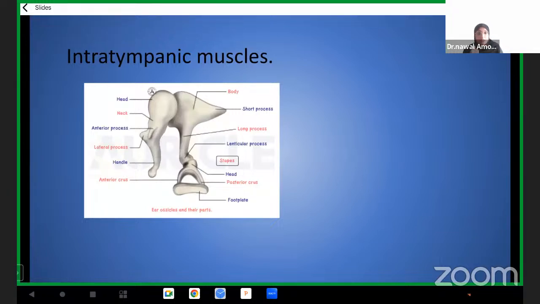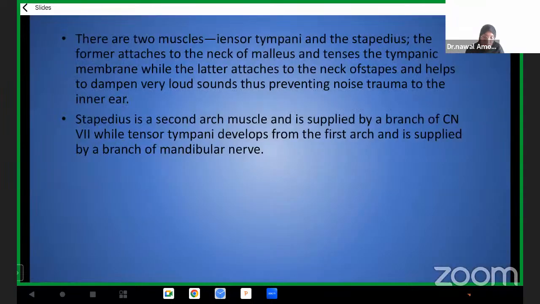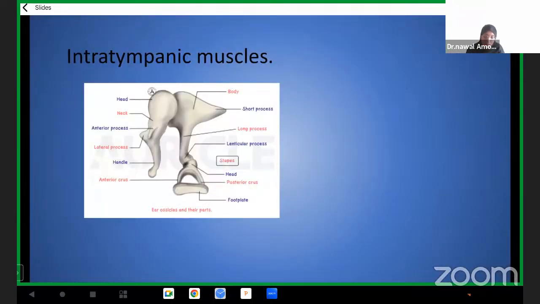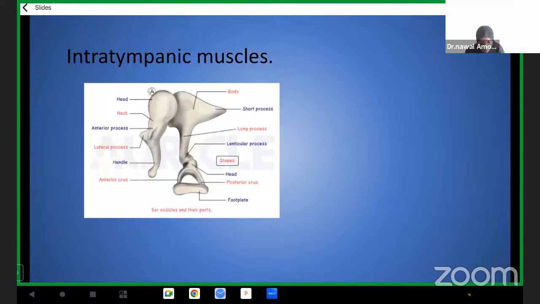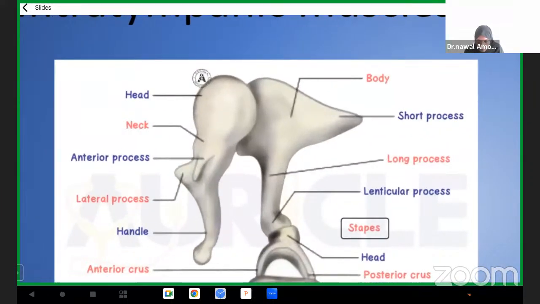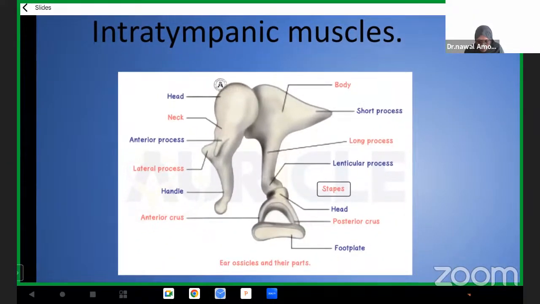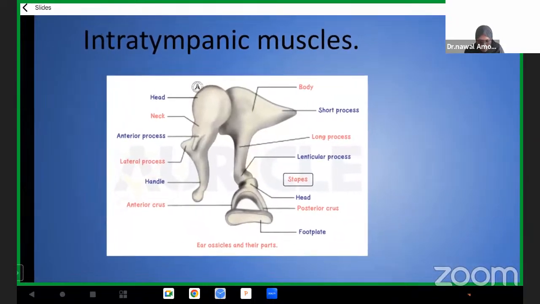Now we have another question that can be asked in exam. This is all about tympanic membrane. Coming to the next question that can be asked in exam is intratympanic muscles. This is the diagram that you should draw. But before I come to the diagram, you should know there are two muscles. One is tensor tympani and the other one is stapedius. Two muscles. Here you can see stapedius, right? And the other one is tensor tympani.